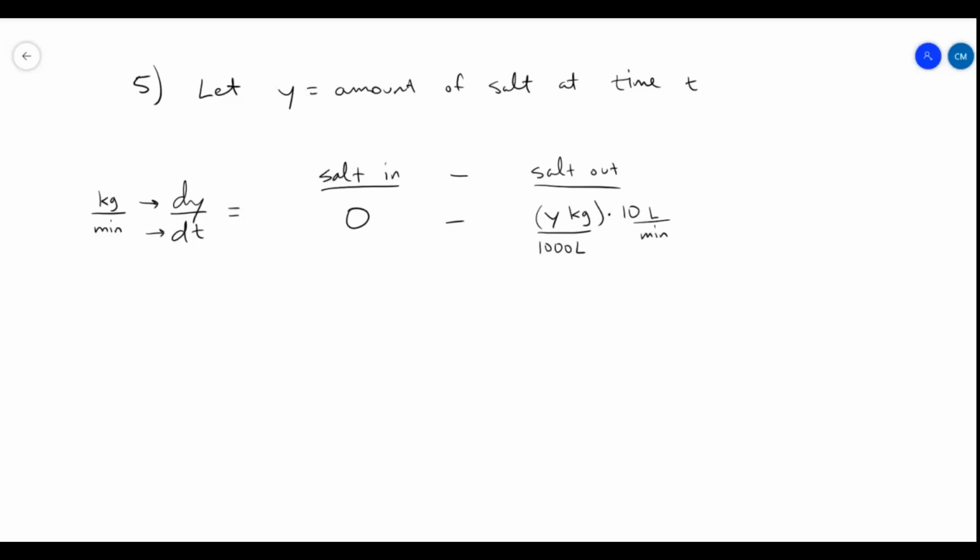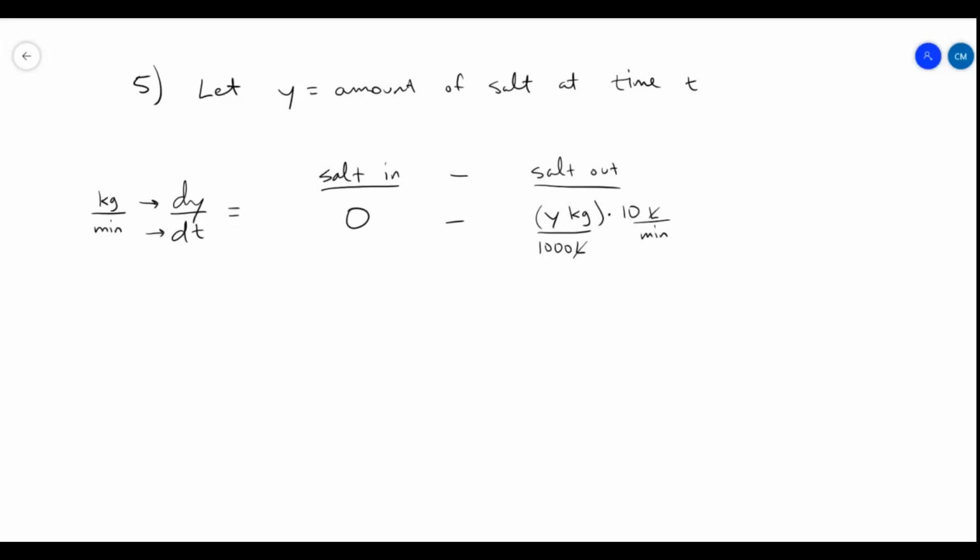So if you follow this procedure I'm doing here, this is the concentration of salt at any time, y in kilograms per 1,000 liters. And then how fast is it leaving? It's leaving at a rate of 10 liters per minute, okay? Now look at what happens to the units here. Those are going to cancel, right? And what are we going to be left with here? Kilograms per minute, right? Which matches the units that we see on the left side. That's what you want to see. The units on the right side have to match the units on the left side, okay?